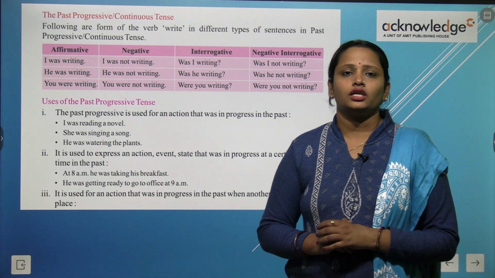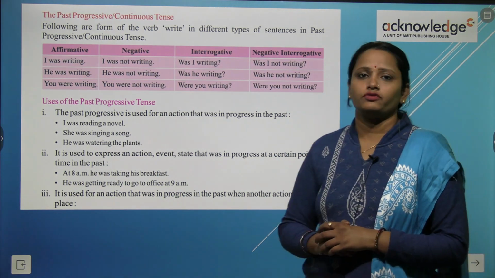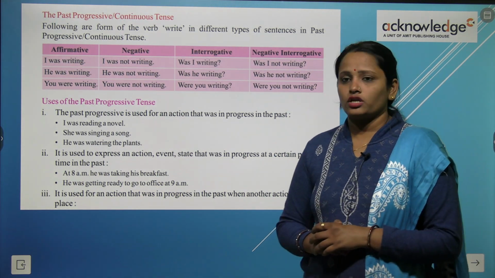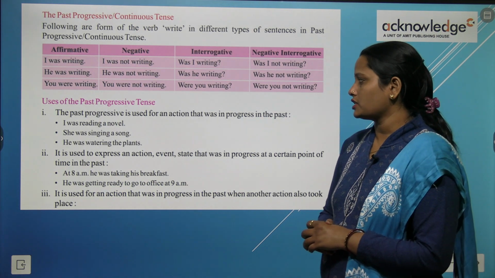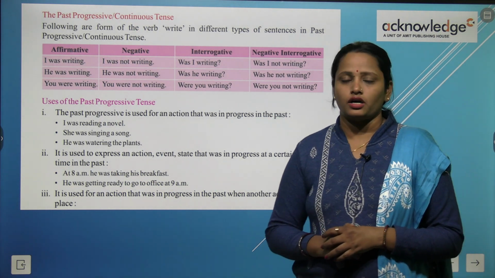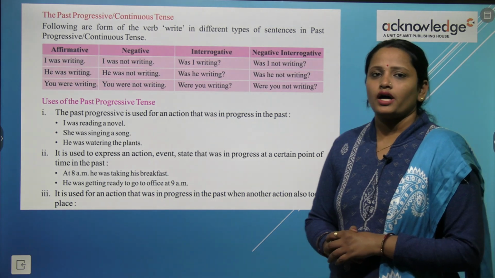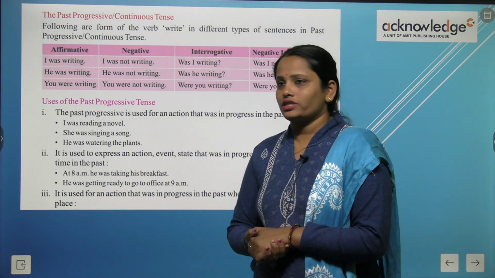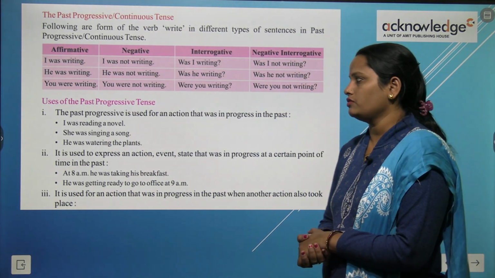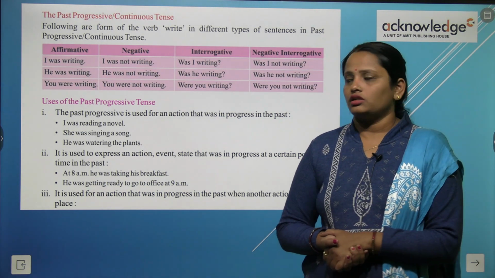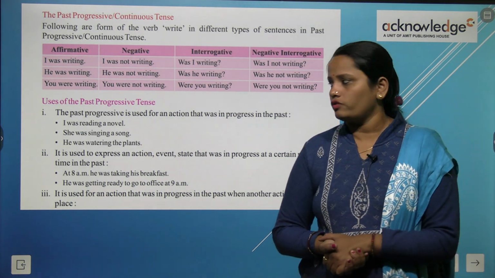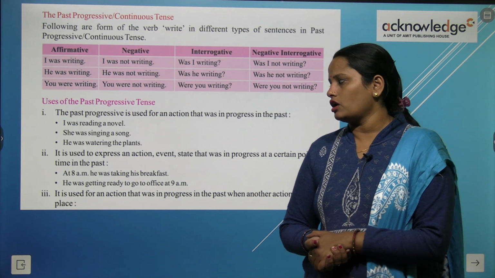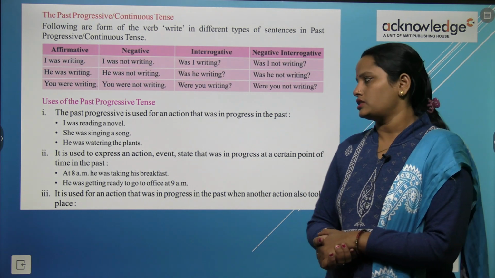Now let's learn the uses of past progressive tense. So the past progressive tense is used for an action that was in progress in the past. So an action that was going on in the past, for that we use past progressive tense. So here the examples are: I was reading a novel, she was singing a song, he was watering the plants.